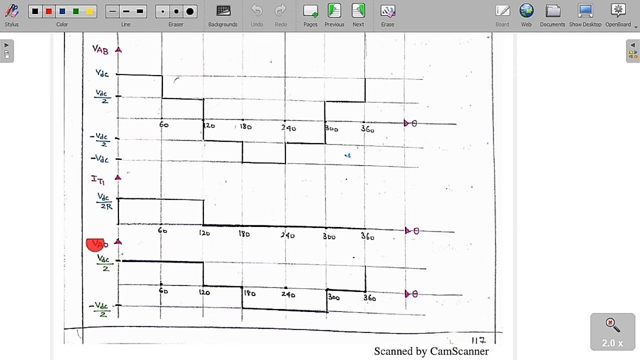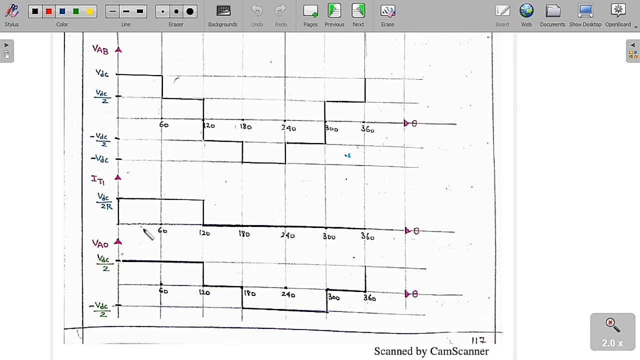So if you want to draw the graph for the thyristor T1, thyristor T1 is on only from 0 to 120 degree, and the remaining range is off. So the remaining range current will be 0. Only from 0 to 120 degree, T1 is going to conduct. Whenever T1 is conducting, the thyristor current IT1 is equal to phase voltage Vn by R.